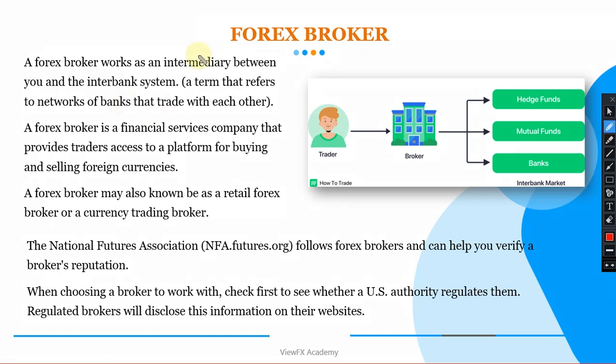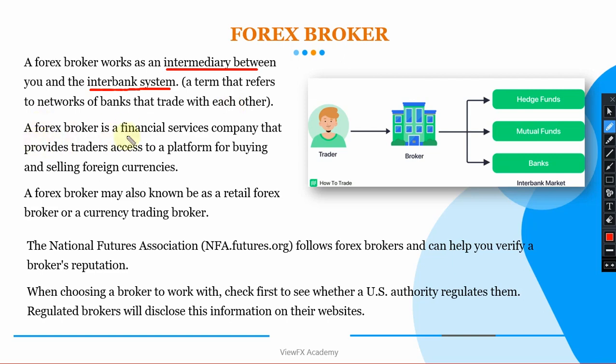So who is a forex broker? An intermediary between you and the interbank system. Now, the interbank system is a network of banks that trade with each other. Like we saw before, banks trade the forex market. Companies trade the forex market. Even countries trade against countries in the forex market. That's why I told you that forex will never end. It's the only business that will never end as long as humans still exist on this earth.